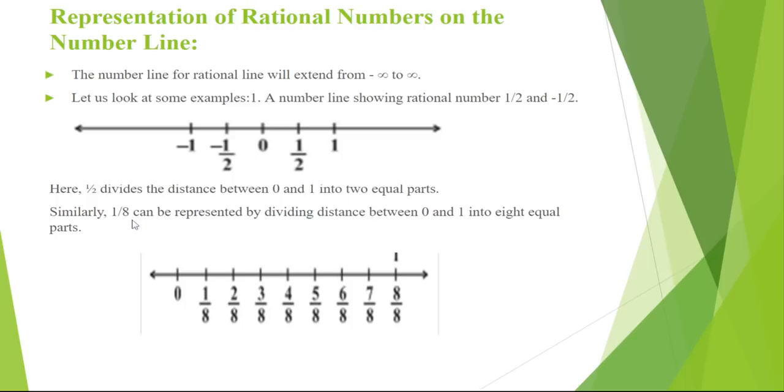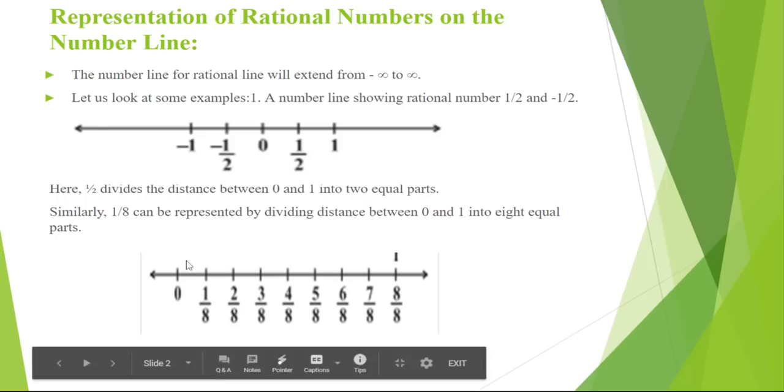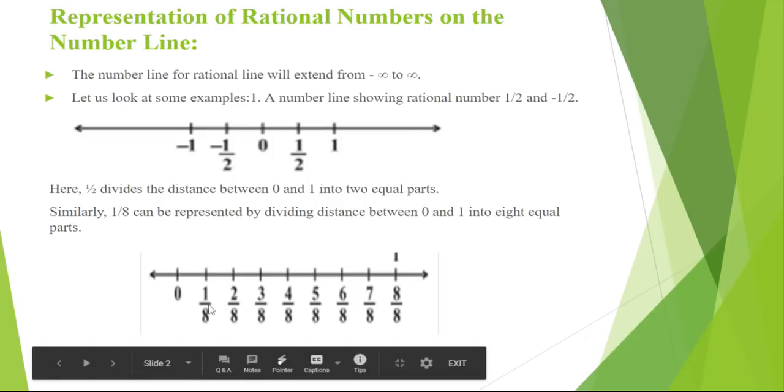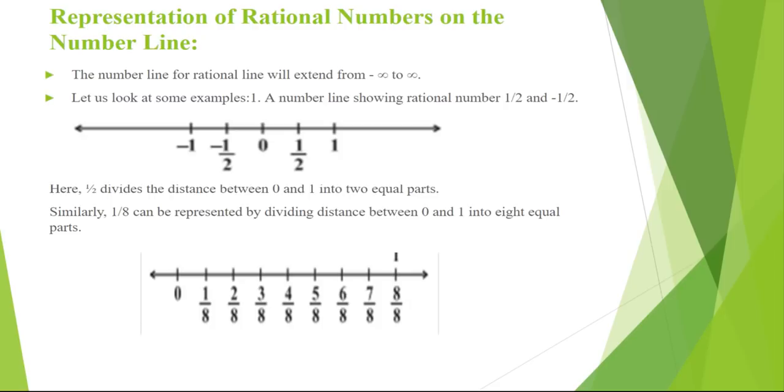Similarly, there is another example of 1 by 8. In this, now I think you'll be able to guess that we need to divide the interval 0 to 1 into exactly 8 equal parts, and that will be a difficult job. So you'll use your ruler and divide it into exactly 8 equal parts. The first one is 1 by 8, then comes 2 by 8, 3 by 8, 4 by 8, 5 by 8, 6 by 8, 7 by 8, and finally 8 by 8. And as you know, 8 by 8 is 1. So notice that 1 is being placed at the top of 8 by 8.